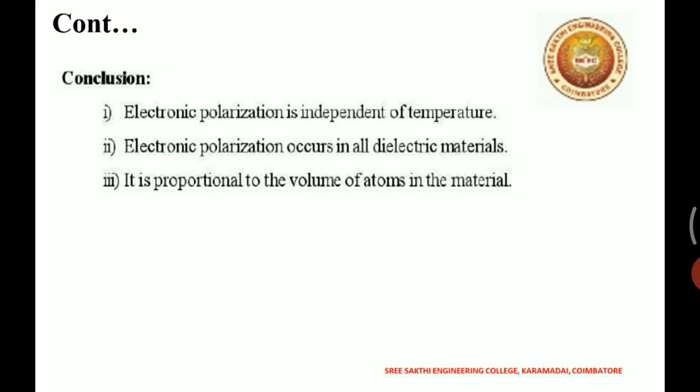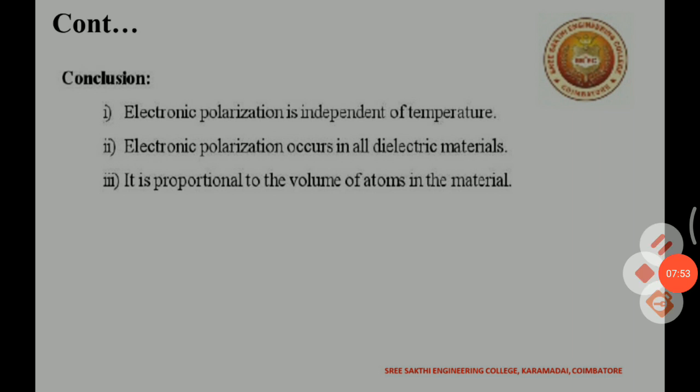So from this, electronic polarization is independent of temperature and it occurs in all dielectric materials. It is proportional to the volume of the material.